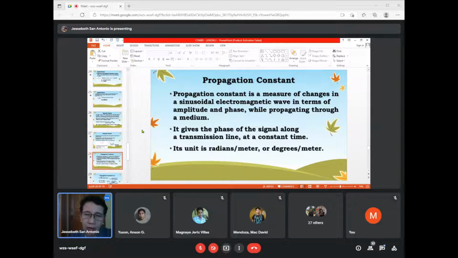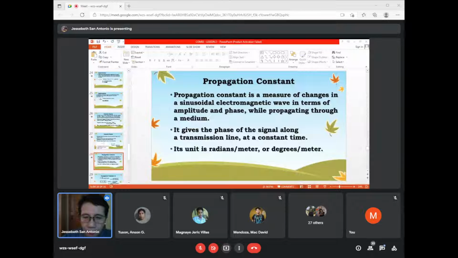Ito ngayon, ang nagdidikta sa propagation constant is amplitude and phase of the signal. Ano ba yung tinutukoy ng amplitude? Kasi, dapat alam nyo yung pinagsasasabi dito kasi we are just trying to describe an alternating current or a signal propagating in the transmission lines. So let's say, Mr. David, ano yung alam mo sa amplitude ng signal?